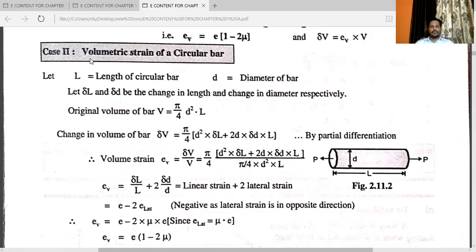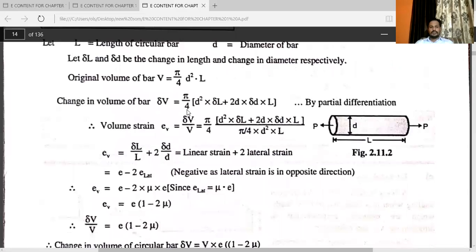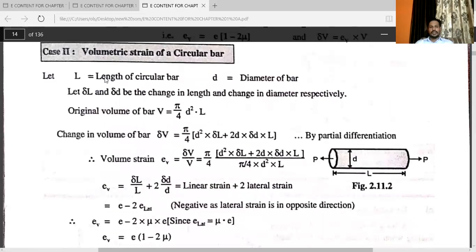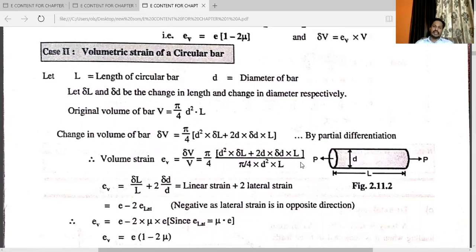This is your case 2 for volumetric strain of a circular bar. So you can see the length of the bar is given, the diameter is given, and P is acting in the x direction. Again, this is the length L of the circular bar, D is the diameter of the bar. Let delta L and delta D be the change in length and change in diameter respectively.